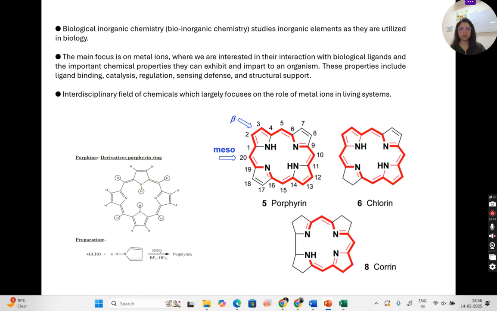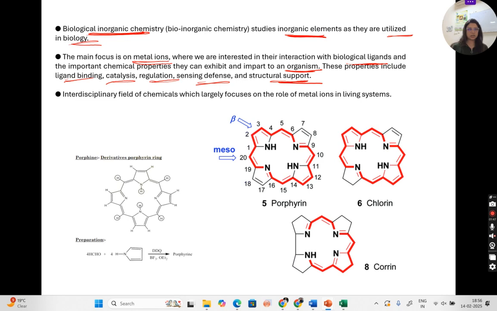So what is bioinorganic chemistry? It's basically biological inorganic chemistry. It studies inorganic elements as they are utilized in biology. The main focus is on metal ions, where we are interested in their interaction with biological ligands and the important chemical properties they can exhibit and impart to an organism, like in our body or in plants or animals. These properties include ligand binding, catalysis, regulation, sensing, defense, and structural support.